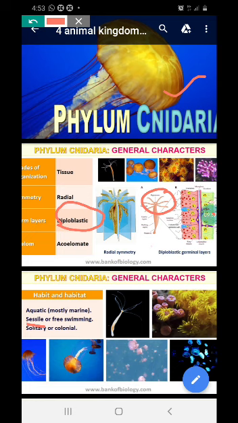Others like corals are completely non-motile or sessile, right? So they can be either solitary or also colonial. Clear?